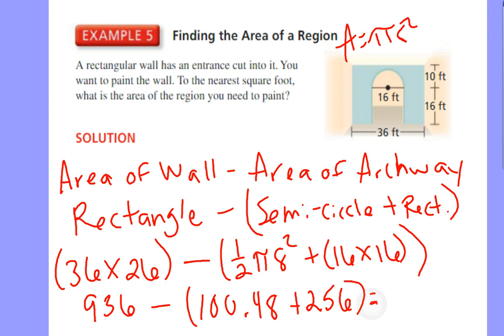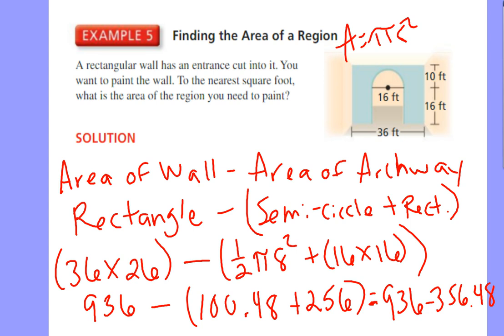And so PEMDAS says to do the parentheses first. So really what we end up seeing is that this is 936 minus 100.48 plus 256, which is 356.48. And so then in the end, my final subtraction of 936 for the whole wall, remember that was the whole wall, minus 356.48 gives us a total area.